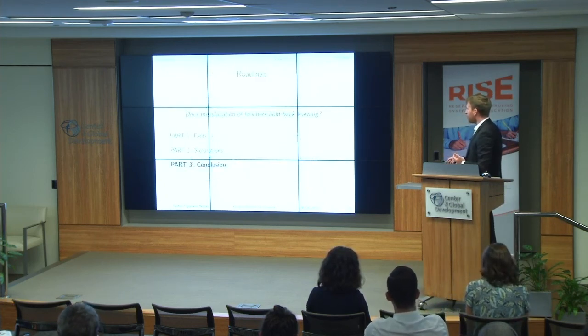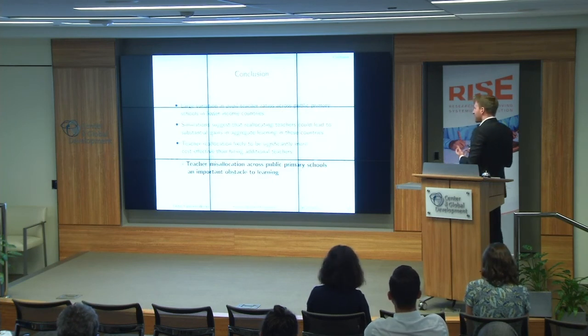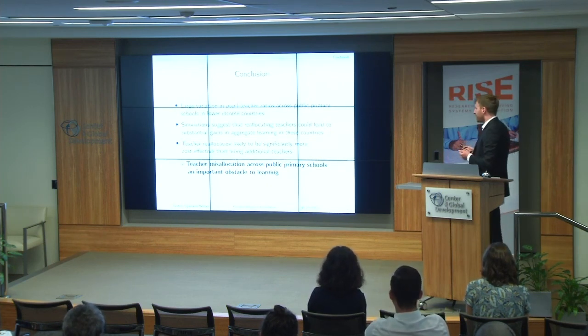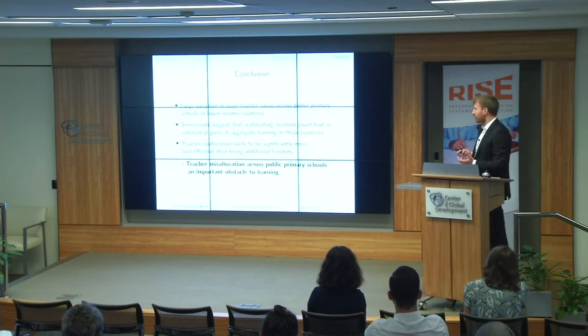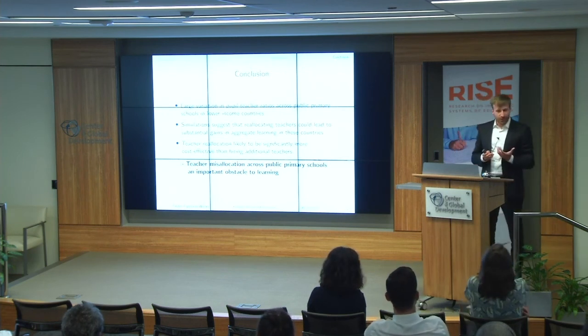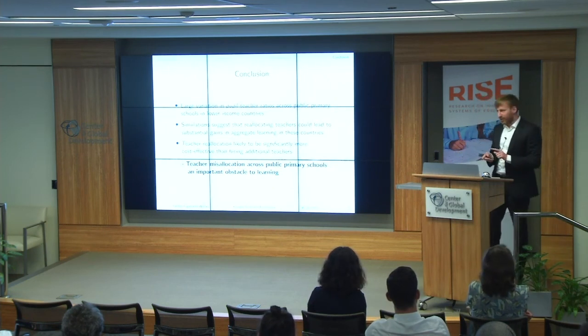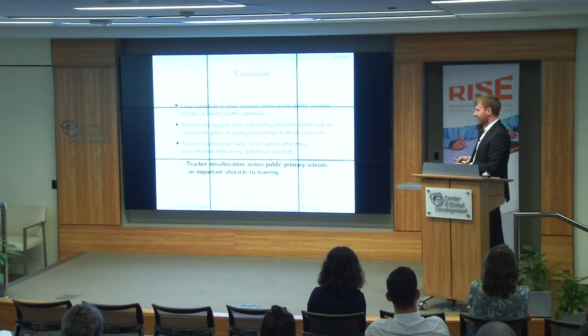So let me conclude. I think we've seen that there's large variation in pupil-teacher ratios across public primary schools in low-income countries. And the simulations suggest that reallocating teachers could lead to substantial gains in aggregate learning outcomes. And it also seems like teacher reallocation could be more cost-effective than hiring additional teachers. So coming back to Justin's point, what I want to argue is that in addition to a teacher competence problem and a teacher effort problem, we may also have a teacher allocation problem. Thank you.